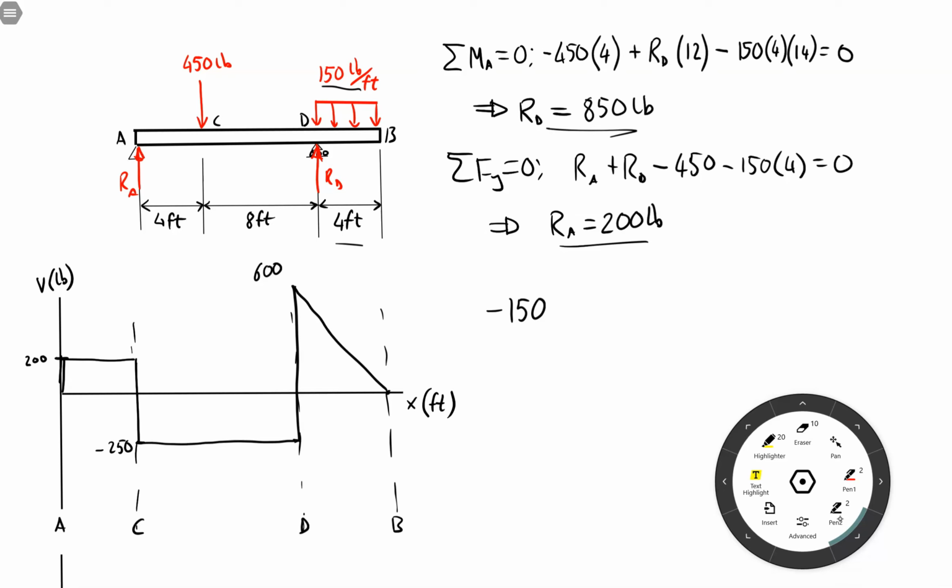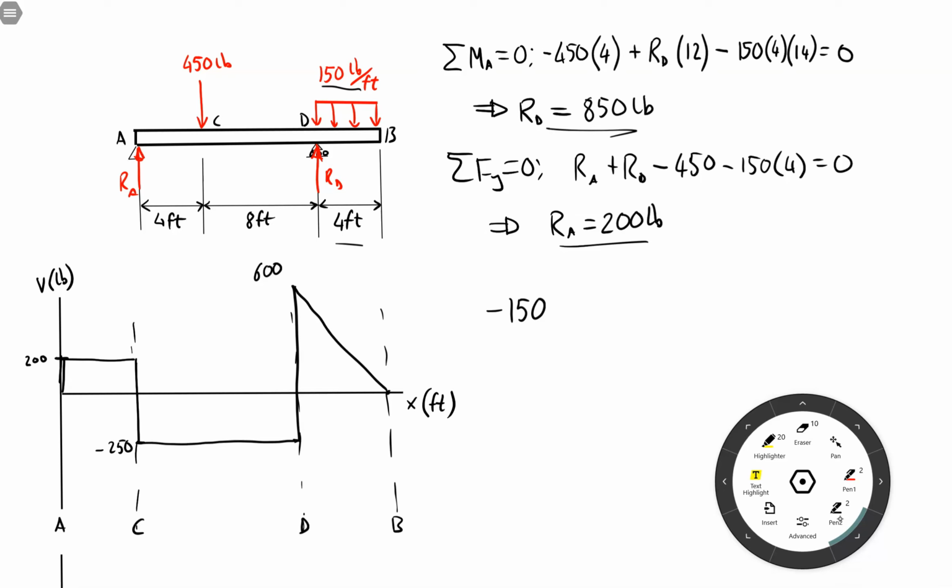Basically, anytime we have a point load, our shear graph is going to jump by that amount, and then anytime we have a distributed load, the slope of the shear graph is going to be negative the value of the load curve. So our load curve here has a value of 150 pounds per foot, and it's a constant value, so we've got a constant slope of negative 150 on our shear graph.